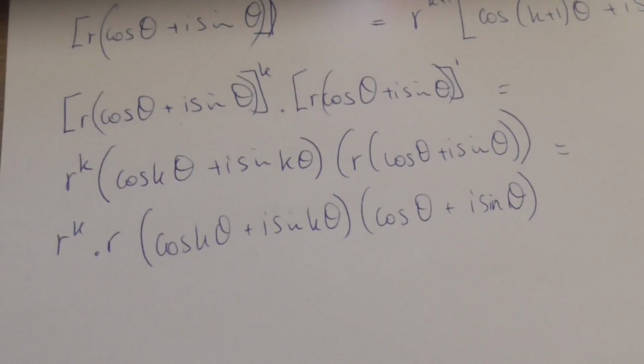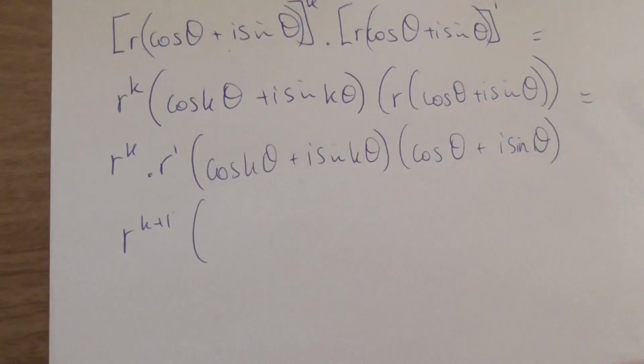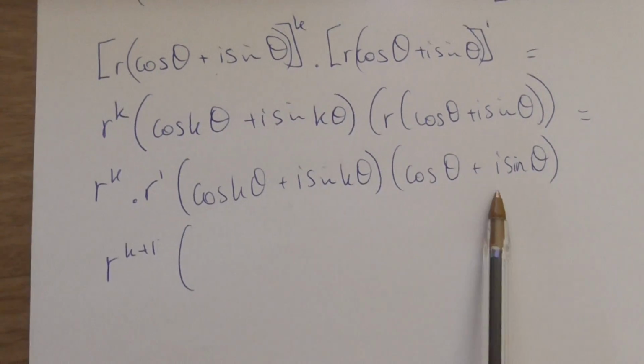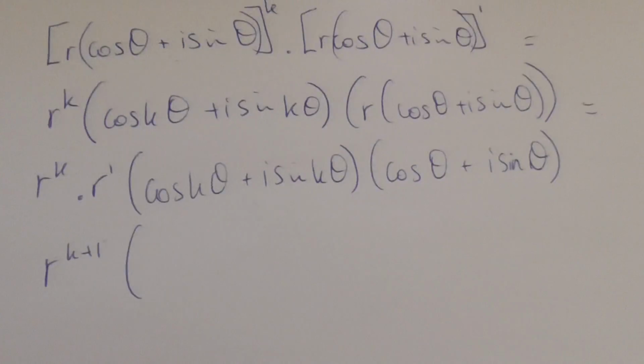So rules of indices then. Wouldn't you add the powers? So that's an r to the power of 1. So I'll add those powers and I'll get r to the power of k plus 1, a bracket. Now, I am multiplying these. So what you can do here is multiply it all out.